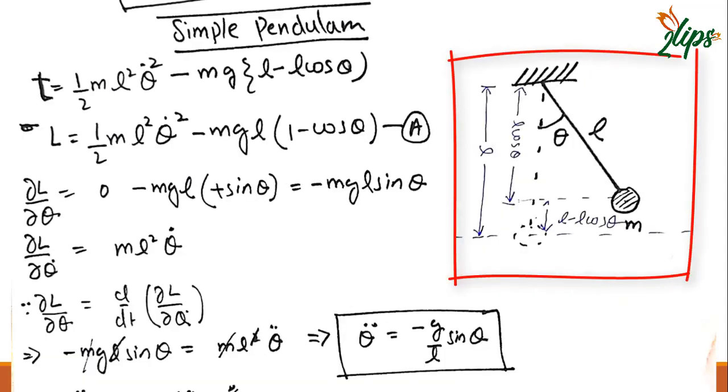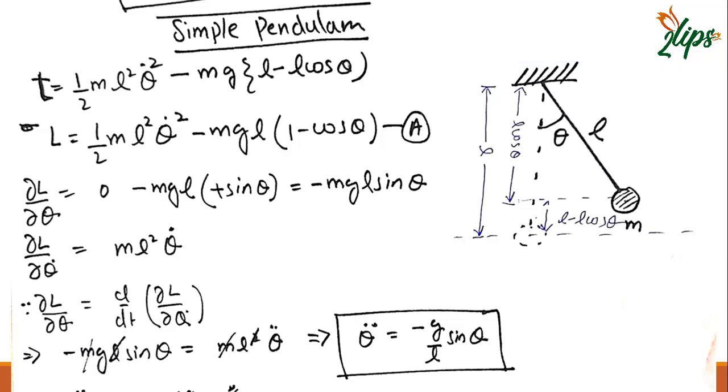Okay, the second problem is another classic problem in physics, which is the simple pendulum. So we have a small mass m which is connected with the help of an inextensible string to a fixed support, and at any instant of time the angular displacement is given. So now I need to write the Lagrangian for this system.